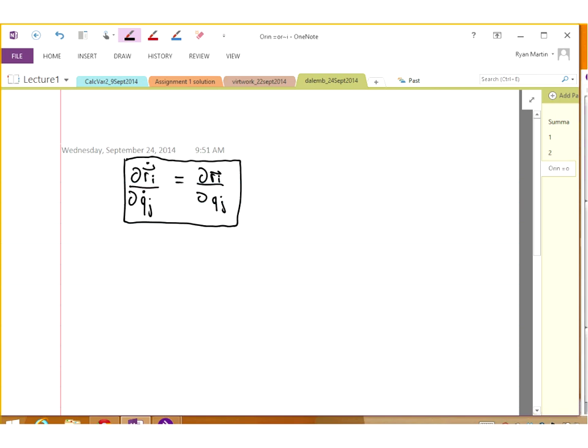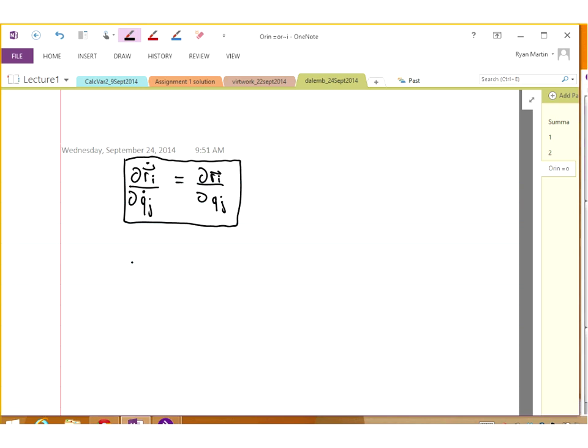So the thing on the left has dots, and the thing on the right is the same thing without the dots. And what this really tells us is that given the transformation equations for the coordinates, the velocities transform in the same way. So we put that back into our equation that we had before.